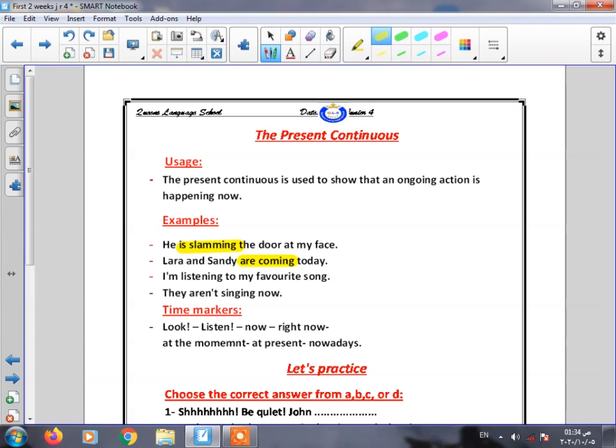Example number 3: I am listening to my favorite song. Now tell me, where is the verb? Am listening. Am, and add ing to the verb. They aren't staying now. Are plus ing. If you notice, here I use the word now because the action is happening right now.